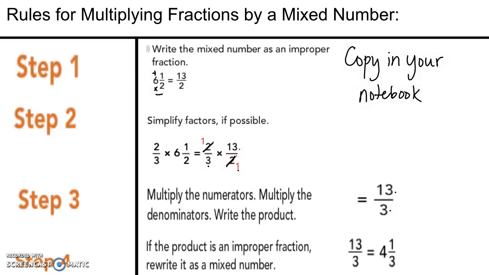Here again, if your answer is an improper fraction, you're going to change it back to a mixed number. 3 goes into 13 4 times. 3 times 4 is 12, so you have 1 left over, and your denominator stays the same. So you have the answer 4 1/3.